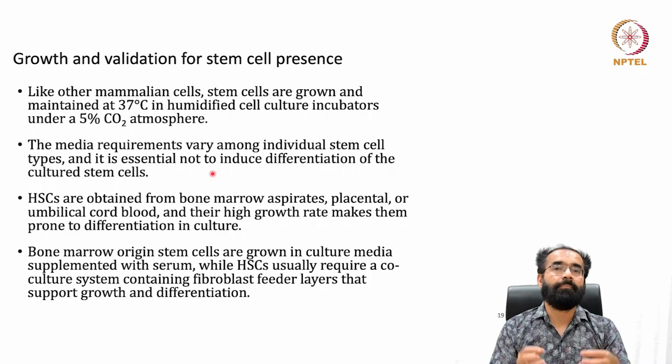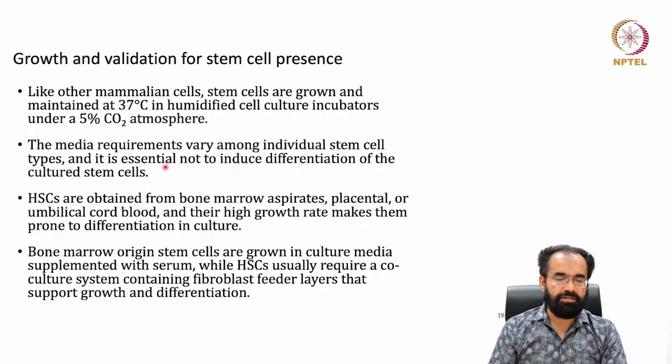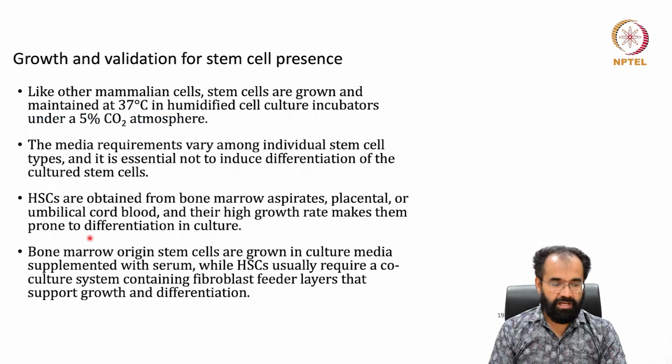So maintaining the stemness, or maintaining a stem cell as a stem cell, is the challenge. But growing and culturing is easy if you follow the protocol as it should be. Any insult you provide, it can differentiate. HSCs are obtained from the bone marrow aspirates, placental or umbilical cord blood, and their high growth rate makes them prone to differentiation in culture. This is a challenge which you should be wary of.